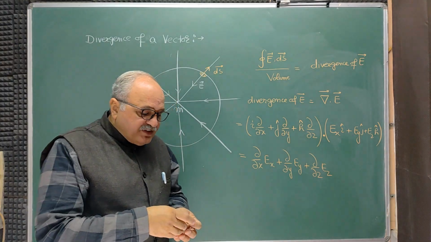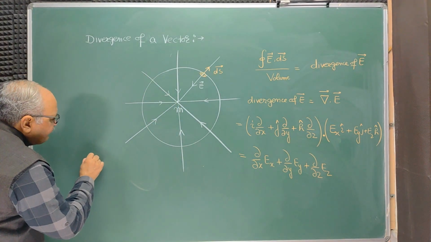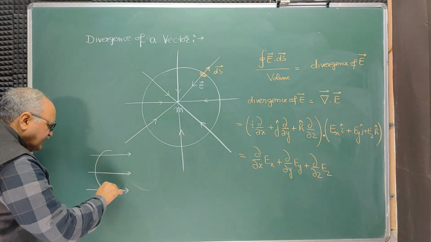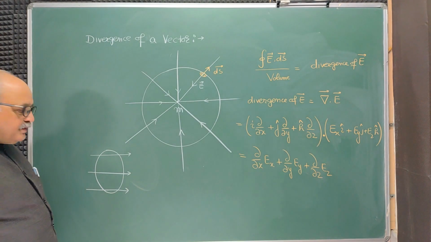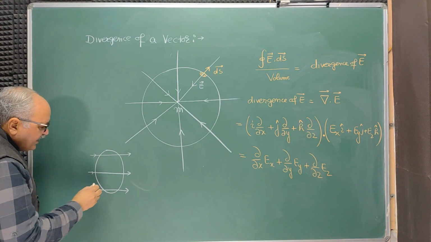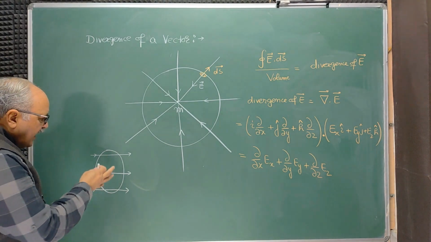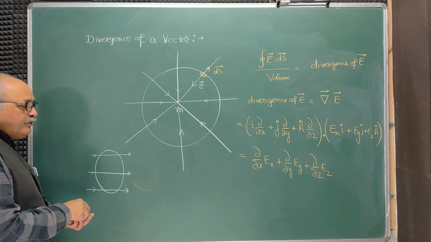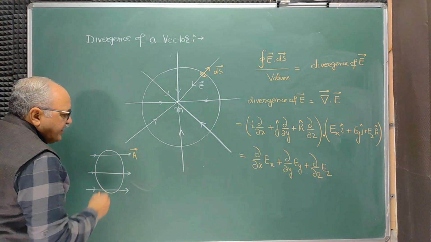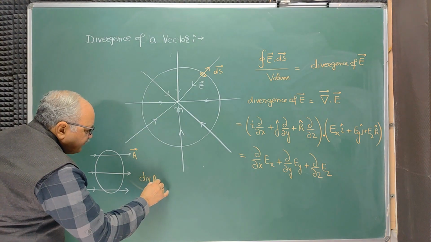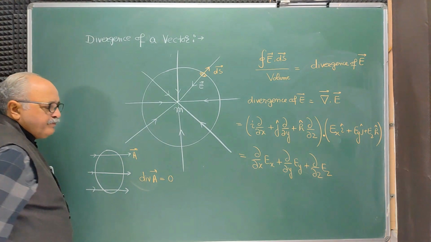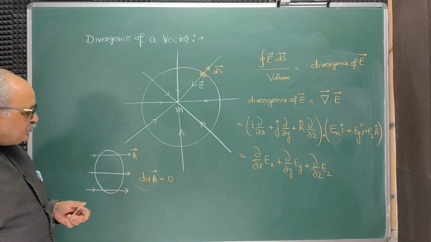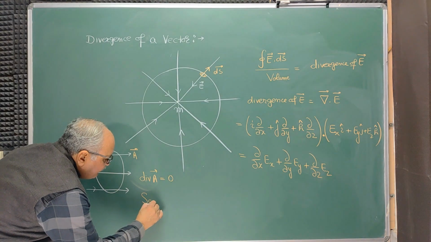And if you have a very interesting situation, say for example, I have the field lines like this, and I now make a spherical surface, then you can notice that an equal number of lines are entering into this surface and an equal number of them are going out of it. So if I have to write down the divergence of this field A, the divergence of this field A is 0, because neither are they going in nor are they going out. So such a field is called a solenoidal field.